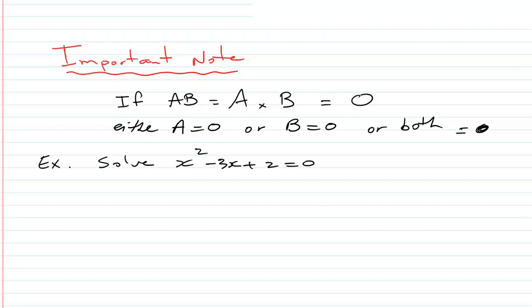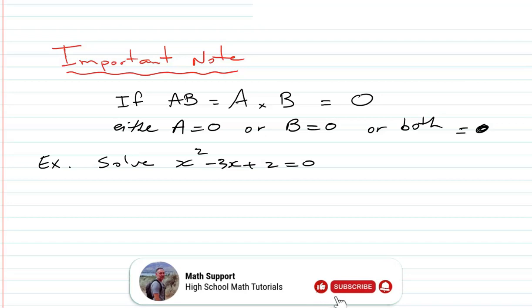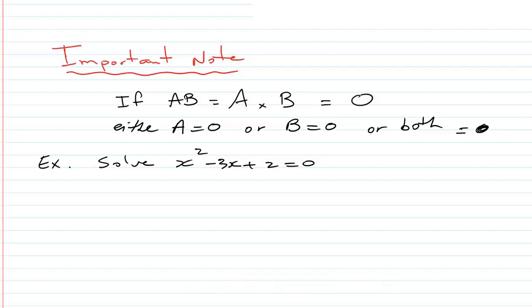Okay, so here is an example. x squared minus 3x plus 2 equal to 0. It is a quadratic. We need to solve that. Now, we notice that because we have a middle term, the linear term, and a constant term that is not 0, this cannot be solved very easily. So we have to go ahead and factor.